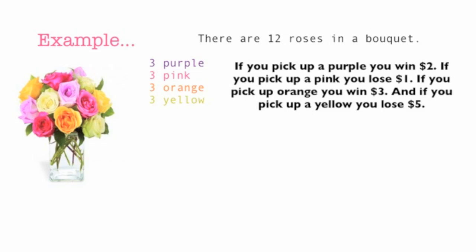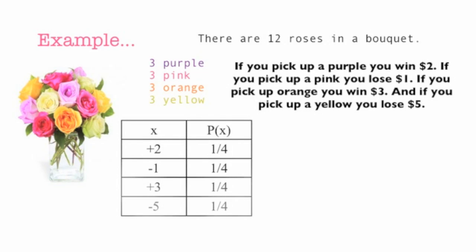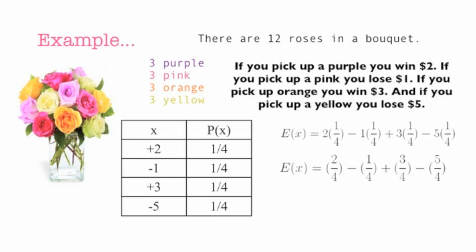To find the expected value, multiply each x by its corresponding probability, and add up the products. Since the answer is negative, you can expect to lose money, and the game would be considered unfair.